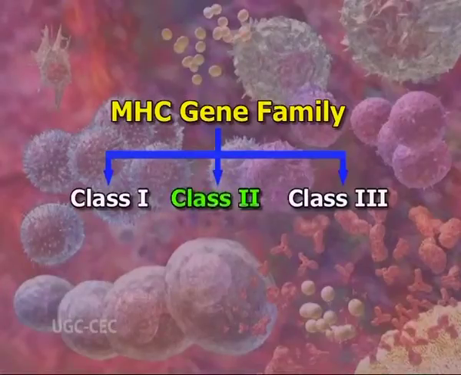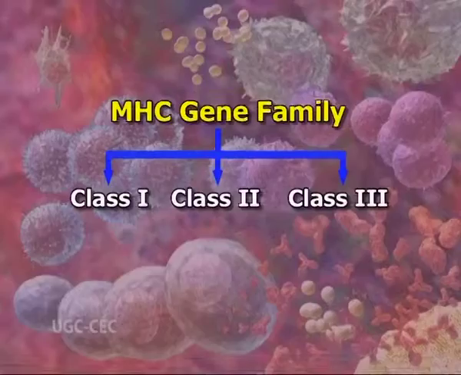Next is class 2 molecule. MHC class 2 is formed of two chains, alpha and beta, each having two domains, alpha 1 and alpha 2 and beta 1 and beta 2, each chain having a transmembrane domain, alpha 2 and beta 2 respectively, anchoring the MHC class 2 molecule to the cell membrane. The peptide binding groove is formed of the heterodimer of alpha 1 and beta 1.